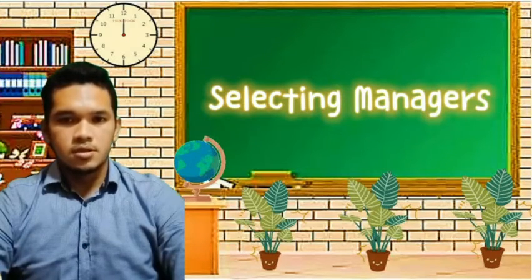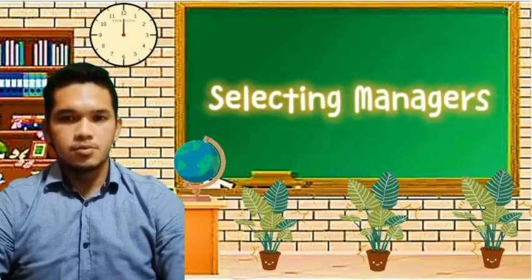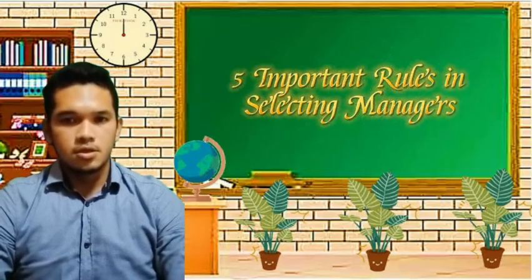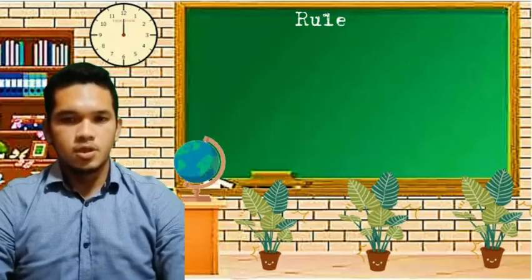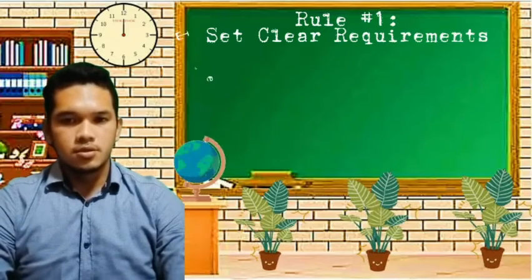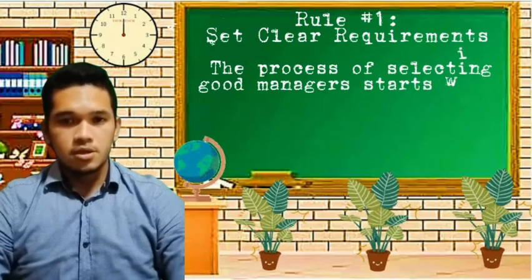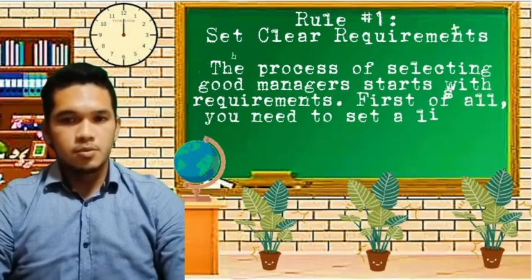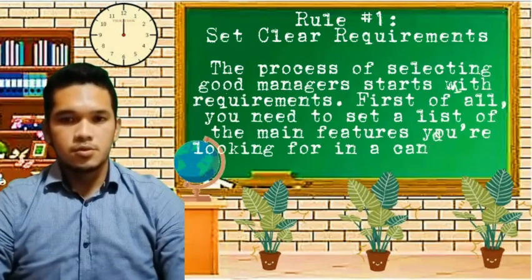There is probably nothing more important to the future of an organization than to select the right people for positions of authority. In selecting a manager, there are 5 important rules. Rule number 1. Set clear requirements. The process of selecting a good manager starts with the requirements. First of all, you need to set a list of the main features you're looking for in a candidate.